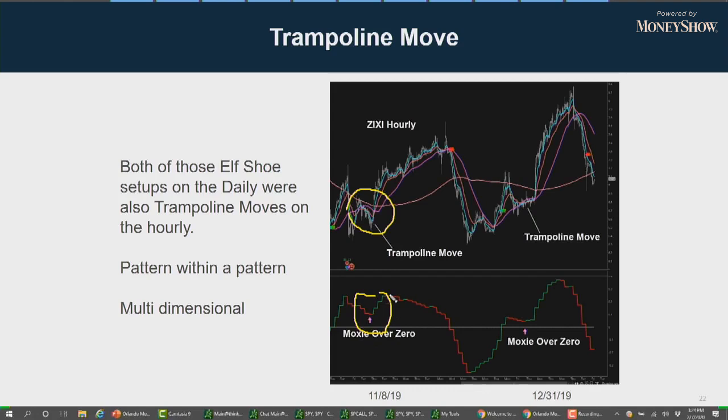And what that's telling us is that there's buoyancy. The Moxie indicator is basically telling us the energy level, the momentum. If it's above 0, it wants to go up. And when the indicator is above 0, it should be buoyant. Price should be following these moving averages. It should be going up.